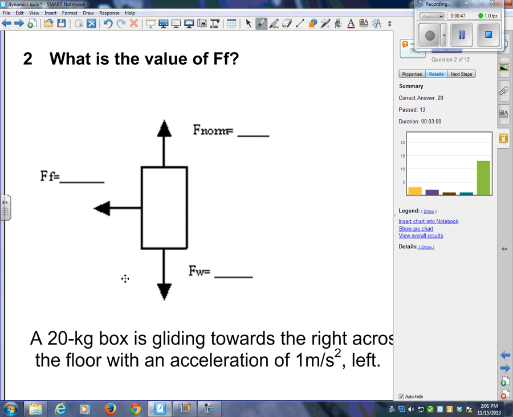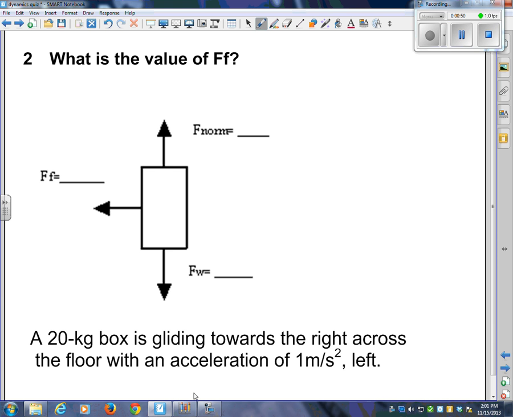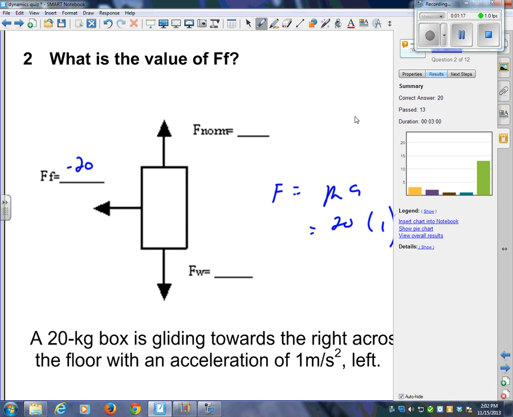Number 2, what is the value of the friction force? A 20-kilogram box is gliding towards the right across the floor with an acceleration of 1 meter per second squared. F equals mass times acceleration, so it should be 20 times 1. It should be minus 20. What did I have? 20 is wrong. Oh, 20 is correct, according to this. How many put minus 20? Give yourself a check mark.